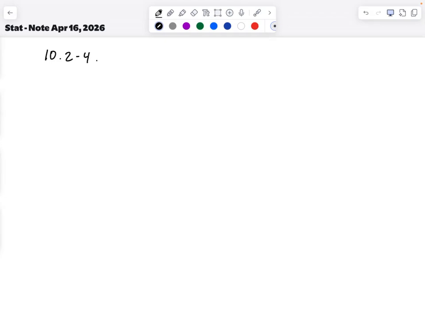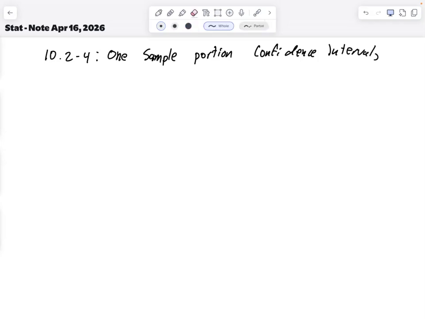10.2-4. One sample proportion confidence interval proportion day 4.